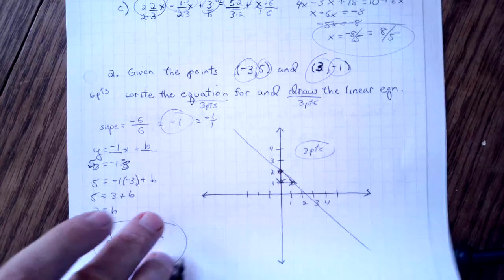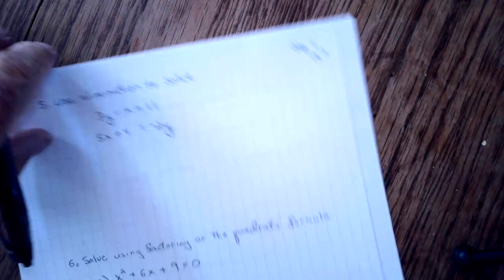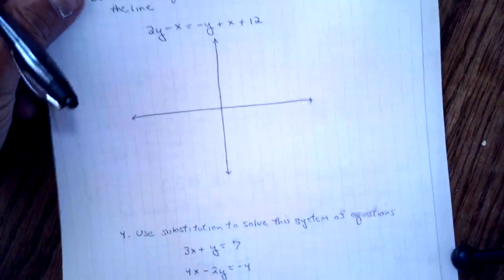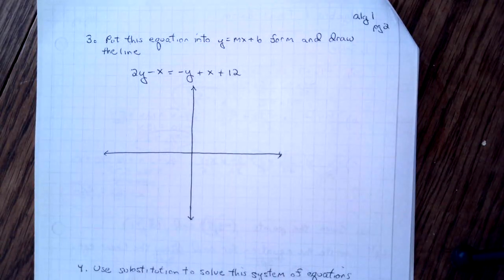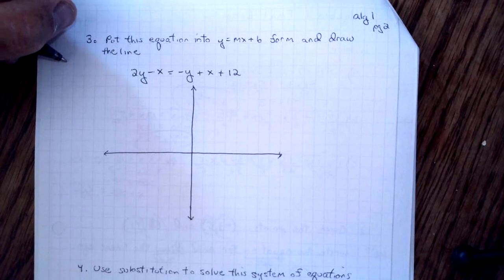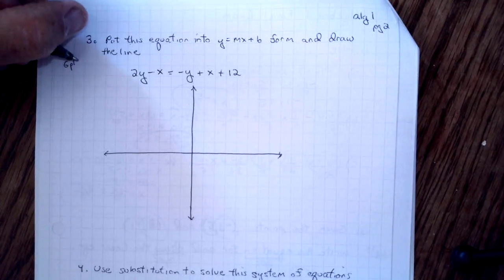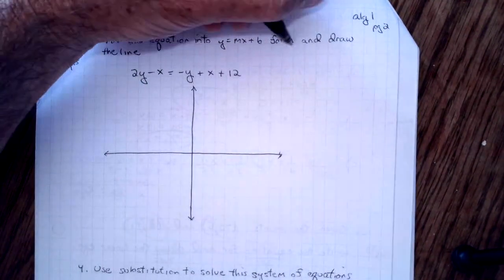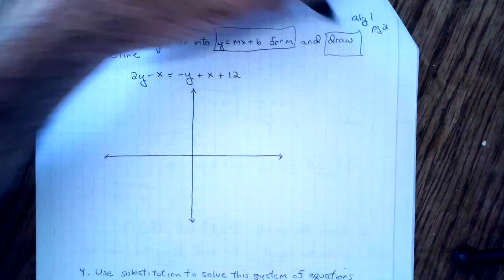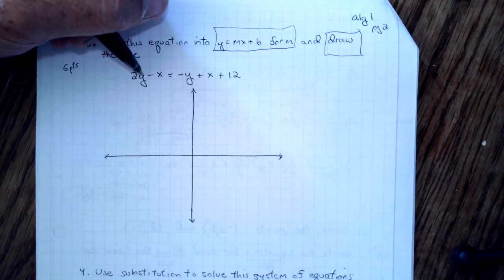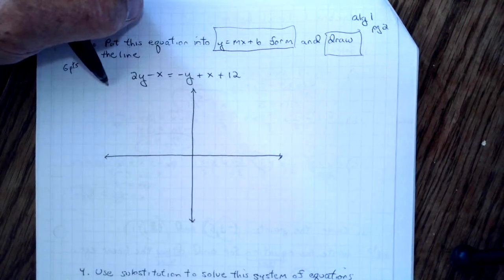Okay, next page. Page 2. Put this equation into y equals mx plus b form and draw the line. It's very similar. Going to be, again, 6 points. So this is going to be put it into form. That's 3 points. Draw the line. That's another 3 points.